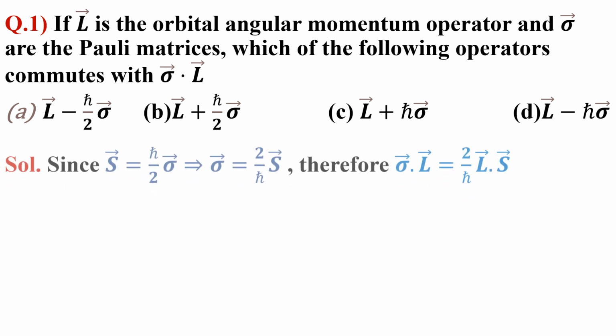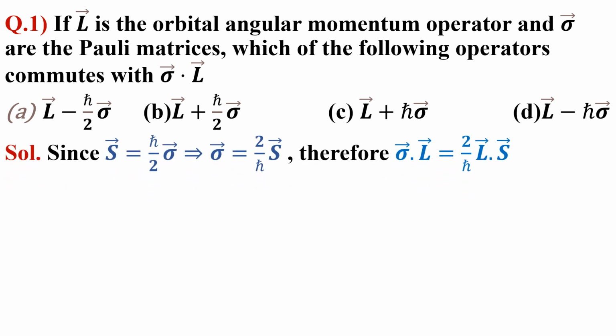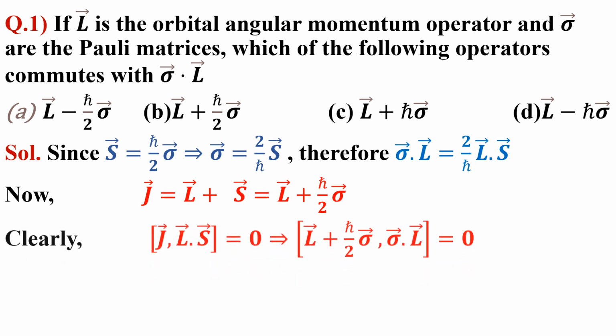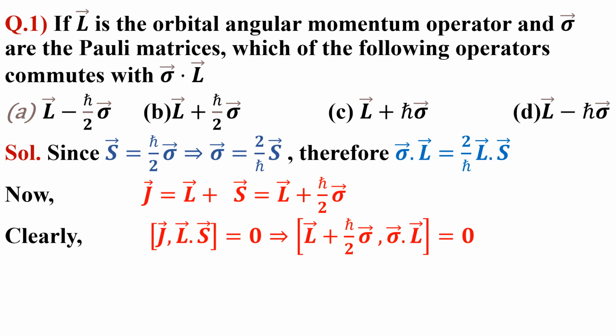Solution. Since S vector equals h cross by 2 sigma vector, sigma vector equals 2 upon h cross S vector. Therefore, sigma vector dot L vector equals 2 upon h cross L vector dot S vector. Now, the total angular momentum J vector equals L vector plus S vector, which equals L vector plus h cross by 2 sigma vector. The commutator of J vector with L dot S vector equals 0. So option B is correct.